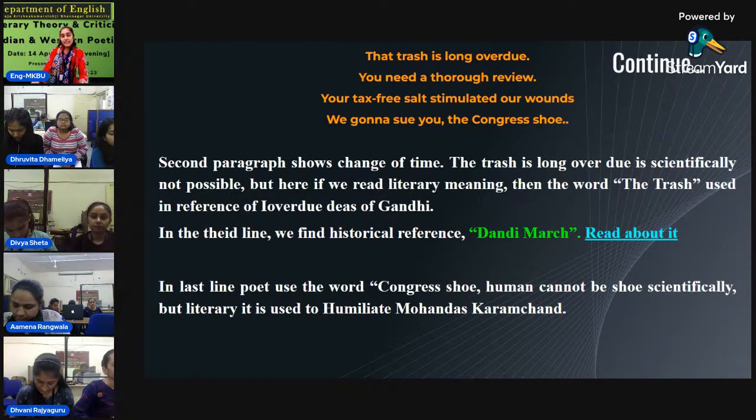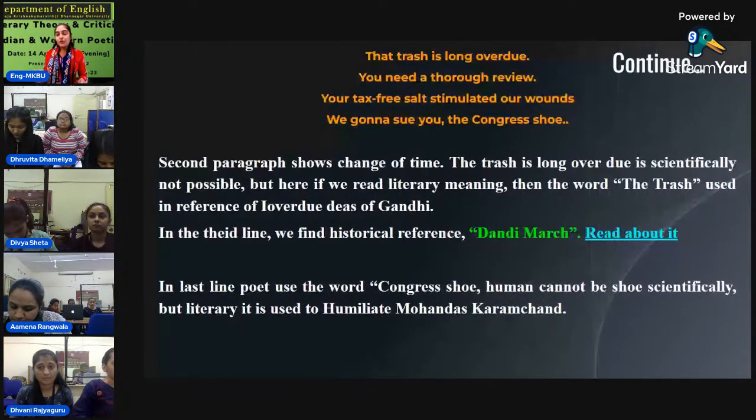And the other one is "we gonna sue you, Congress sue." So here she uses the words Congress sue. A human cannot be sued if we read it scientifically, but literally she used that word to humiliate Gandhi.